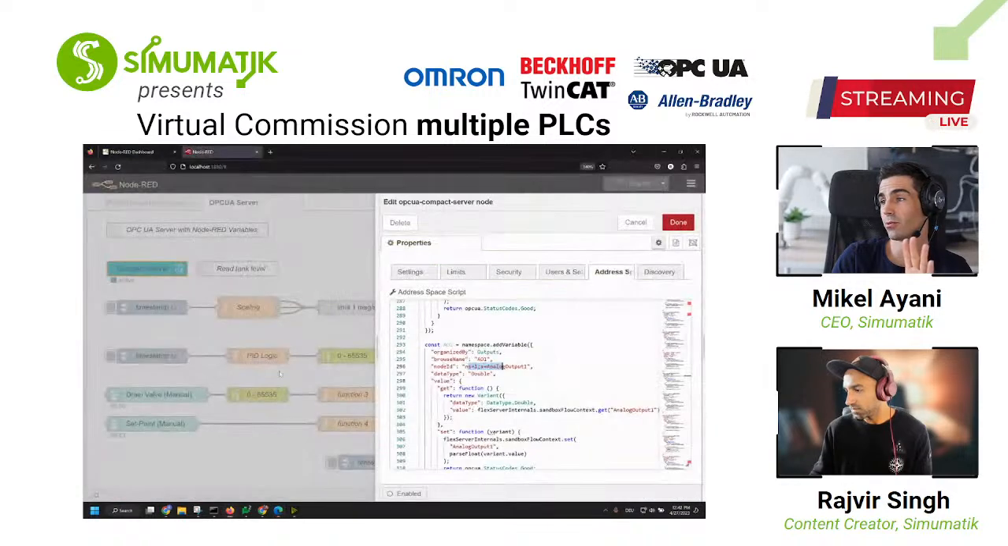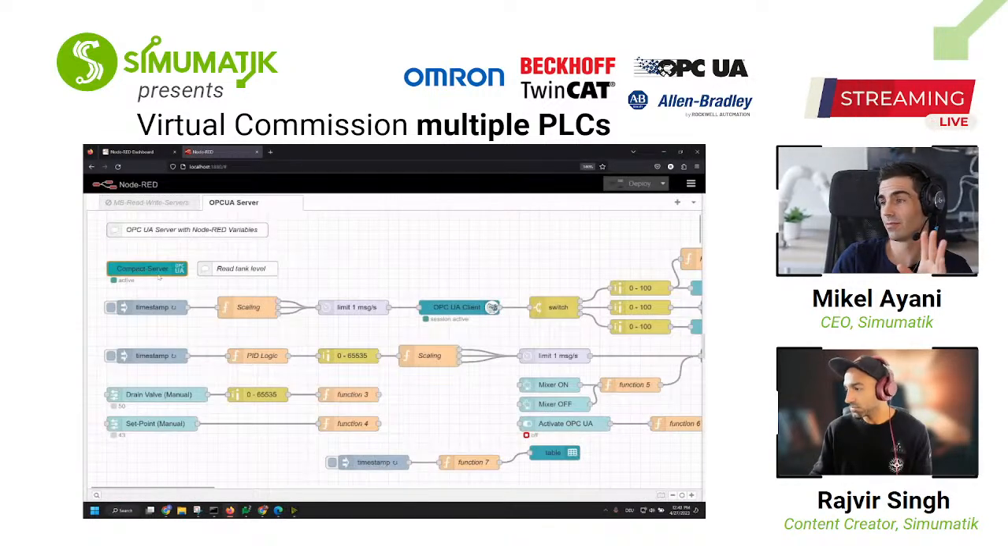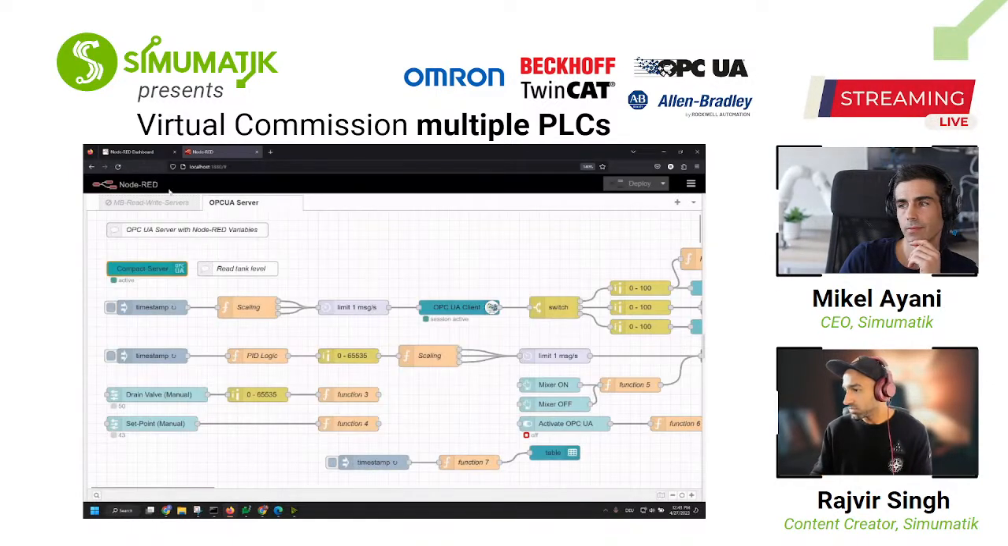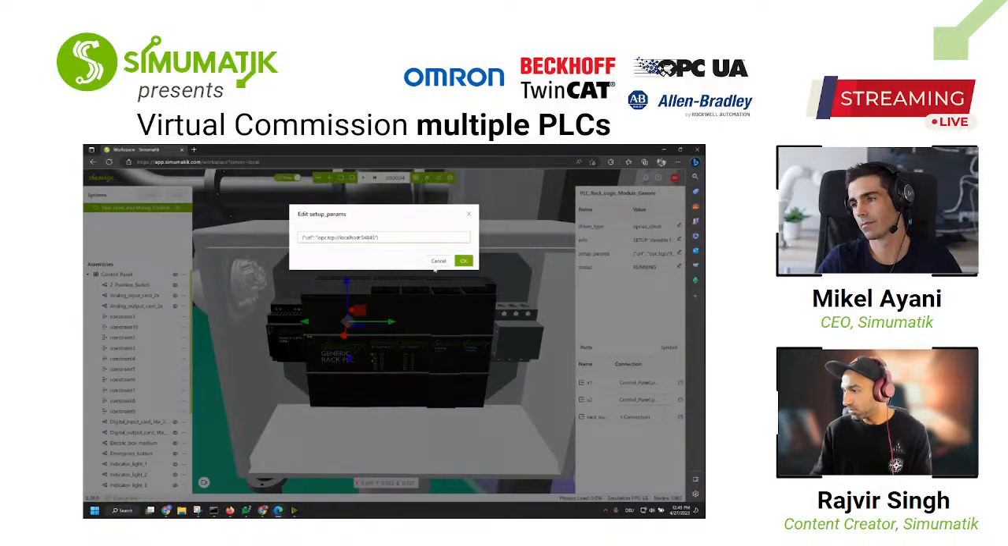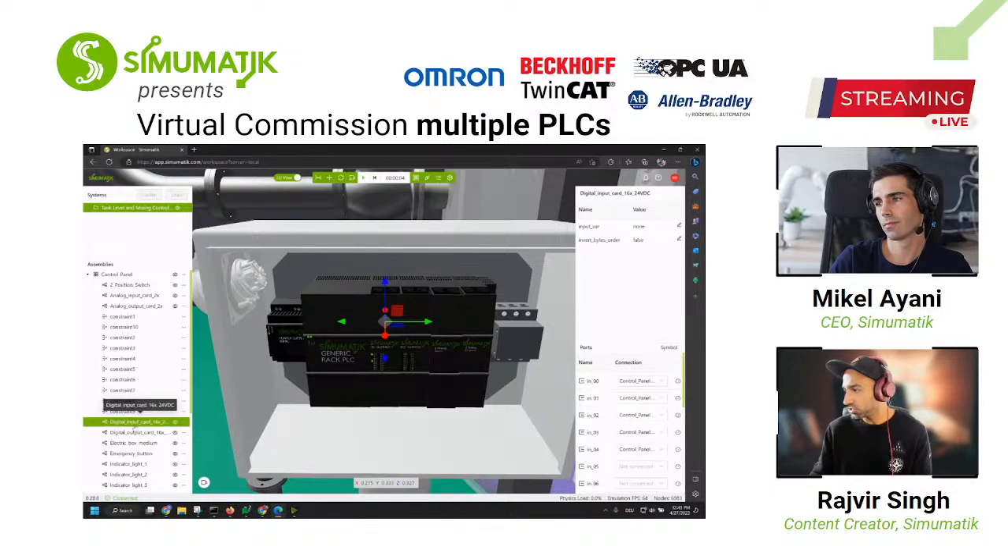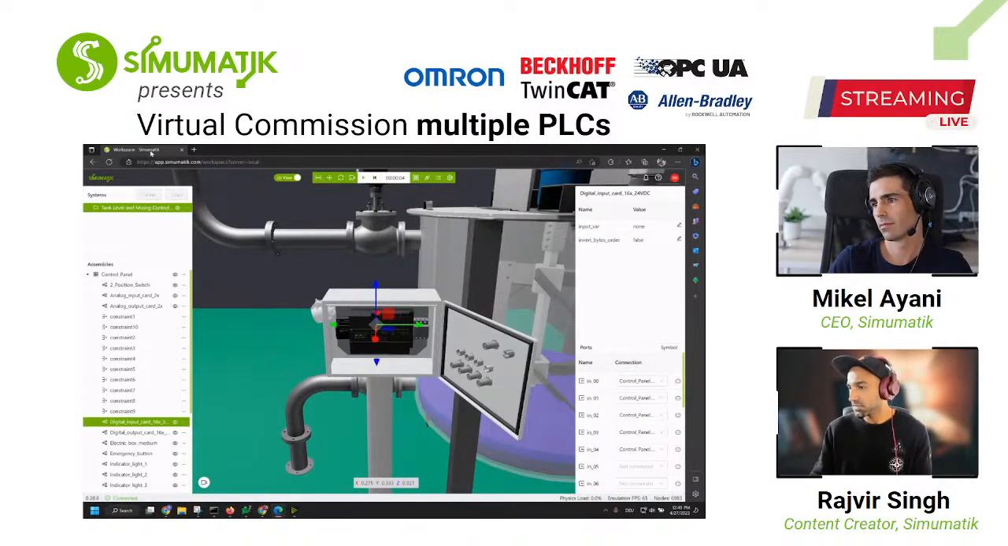This is not the default port. You can define any port here. You can have multiple OPC UA servers running with different ports, so you just mention which port you're using. Once you do that, the next step is, again, the variable names. For the digital input card, I'm not using any because I wanted to control the system using my dashboard.